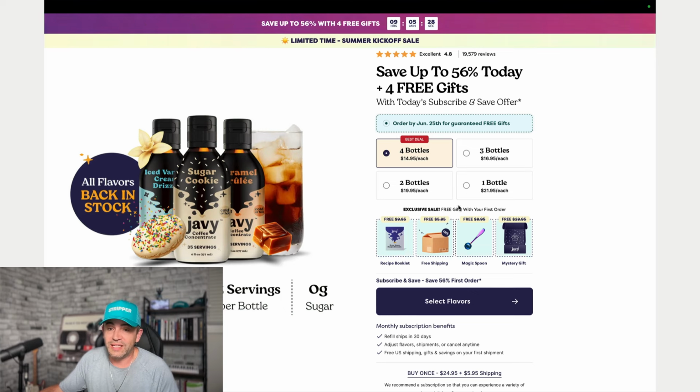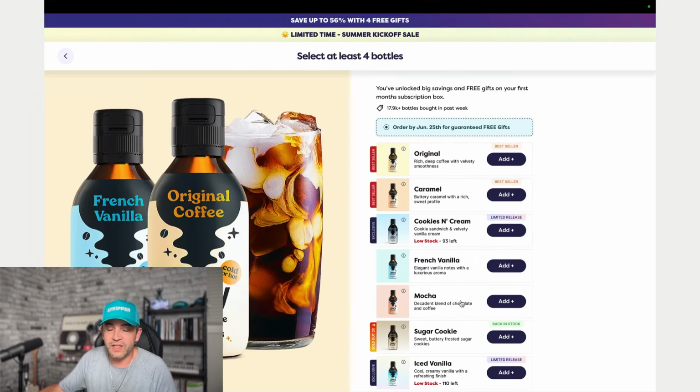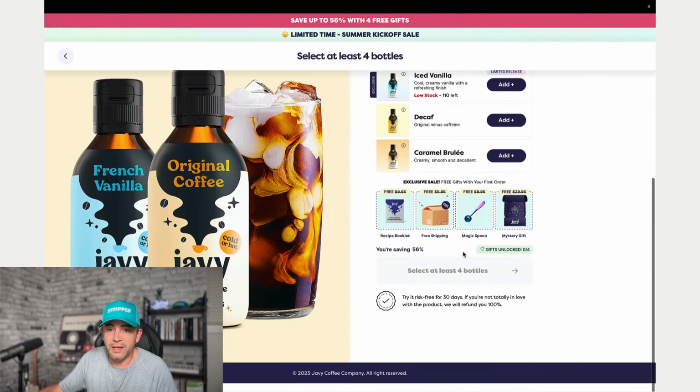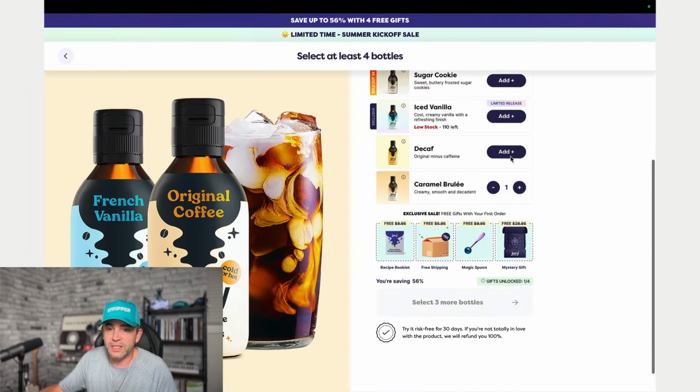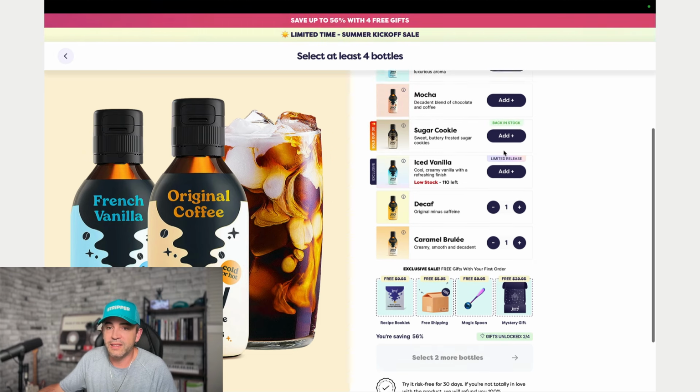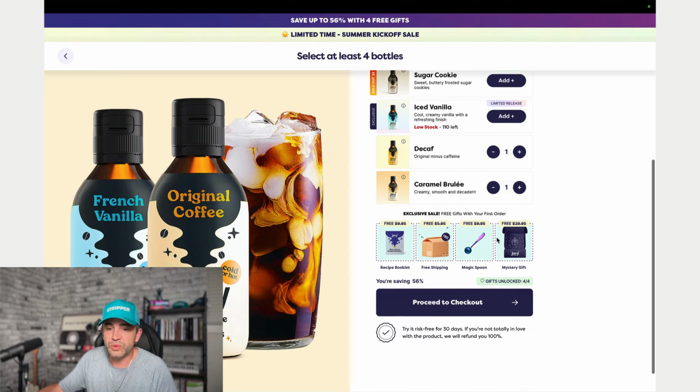So right out the gates, they're incentivizing me to increase my order value. And if I order by June 25th, which is a couple days away, I think I'm going to get some free gifts. So I'm going to click select flavors and it tells me how many more I need to add. Boom, boom, boom. And all my gifts are unlocked. So they've made this offer and they've even done a little objection busting.